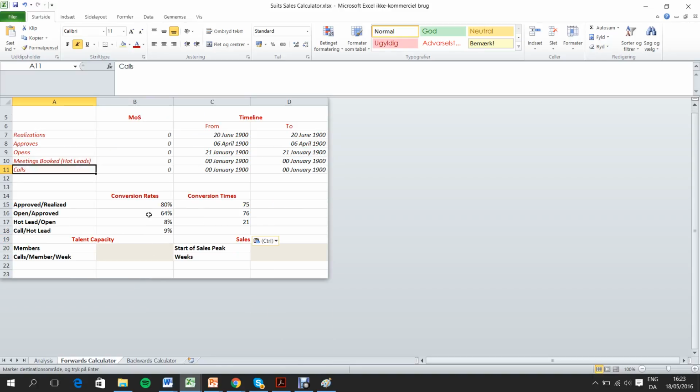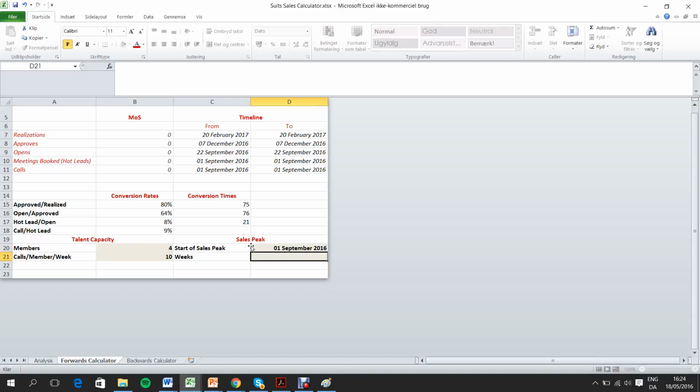So let's try to put some stuff in here. Conversion rates, we put those in. This is just our conversion rates right now. Members, we want to have 4 members for next sales peak. We want them to do, let's say, 10 calls per member per week. We want to start our sales peak on the 1st of September, just after our LTS, 2016, go. And we wanted this sales peak to last 2 months, that's 9 weeks.